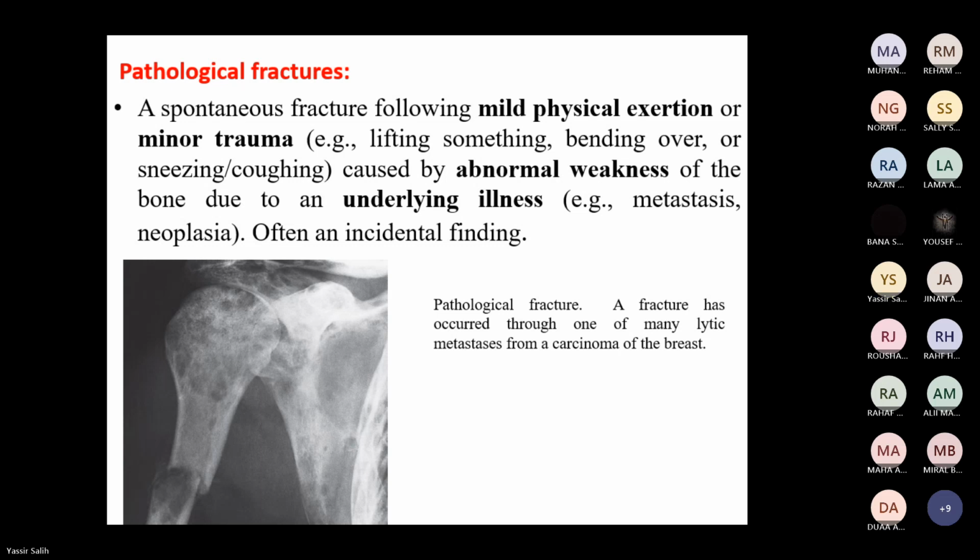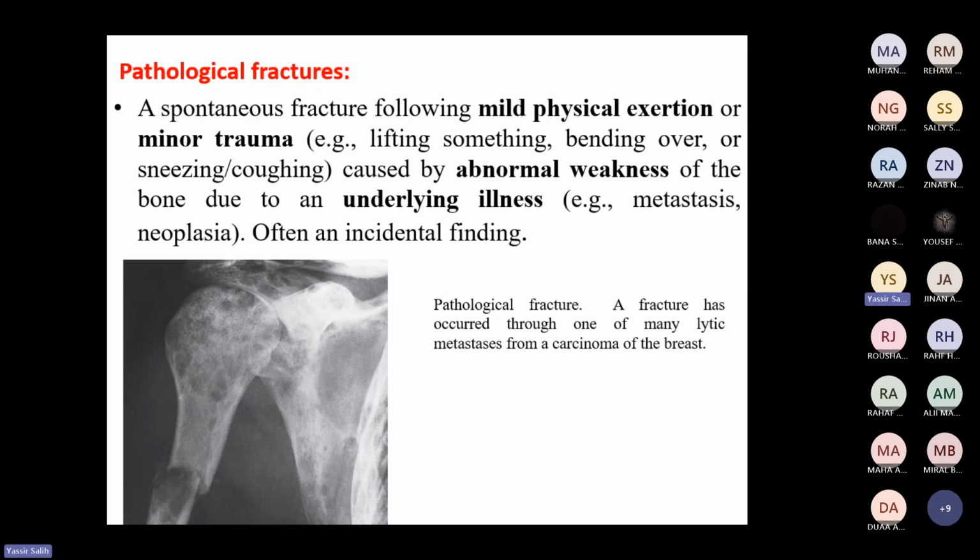You are right. Decreased bone density in local areas. Yes, there is a focal decreased bone density. But there are multiple lytic lesions. This patient is a known case of carcinoma of the breast. So what are these multiple lytic lesions? Metastasis. Yes, they represent metastasis.